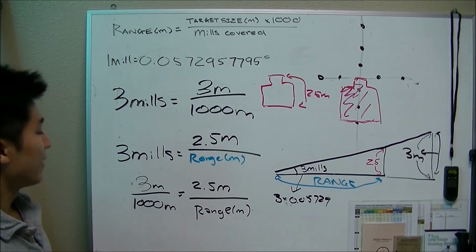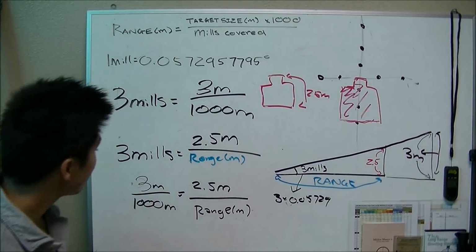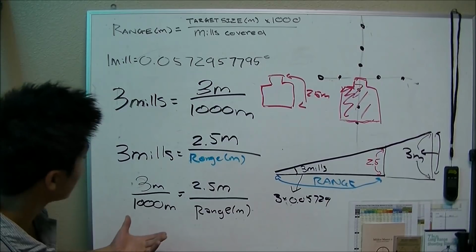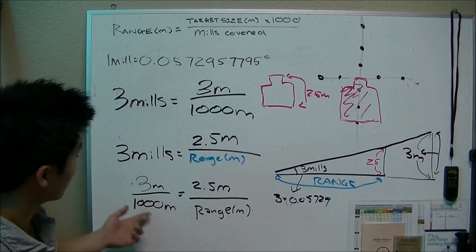Okay, and then I'm sure you already know how to do this. Multiply both sides by range, and then multiply by 1,000.